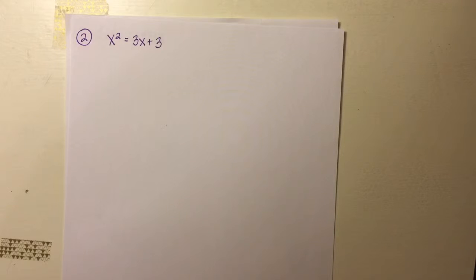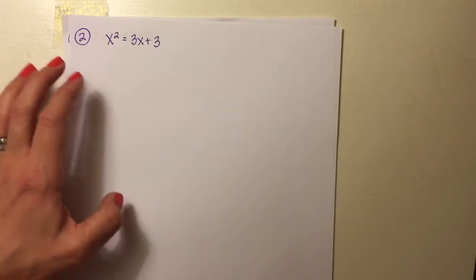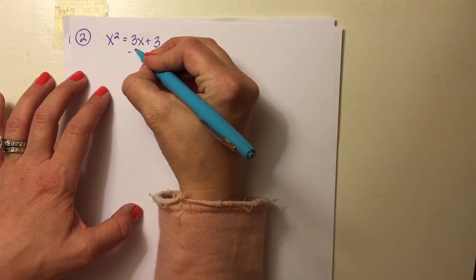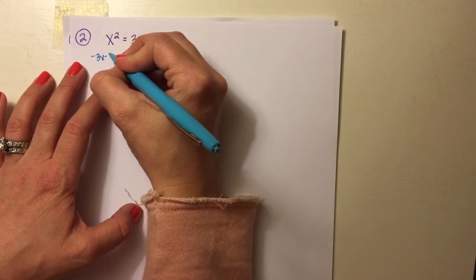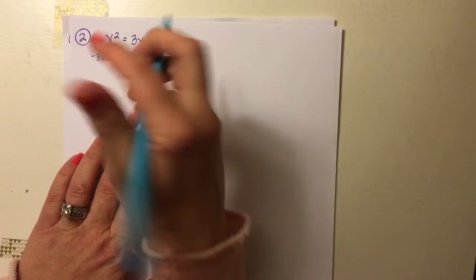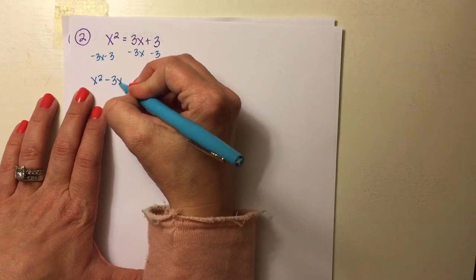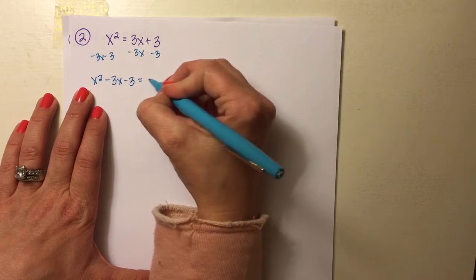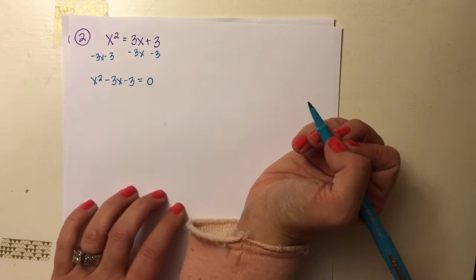This one is x squared plus 3, x squared equals 3x plus 3. So again, I want it set equal to 0. So I'm going to subtract 3x and subtract 3 from both sides. What I end up with on the left-hand side is x squared minus 3x minus 3 equals 0. Okay, so we're set up, we're ready to go.